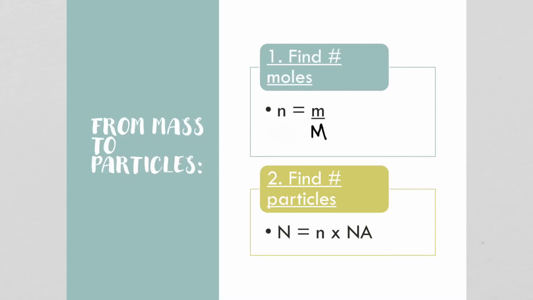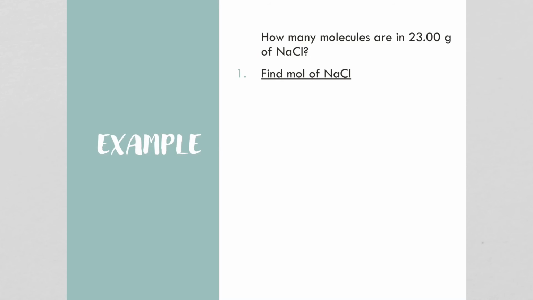So we'll work through an example. In this problem, we're being asked to find how many molecules there are in 23.00 grams of sodium chloride. So the first step we have to do is find the number of moles in sodium chloride. So first we have to find the molar mass of sodium chloride. So the molar mass is equal to the molar mass of sodium, there's only one of them, and the molar mass of chlorine. So 23.00 plus 35.45 grams per mole equals 58.45 grams per mole.